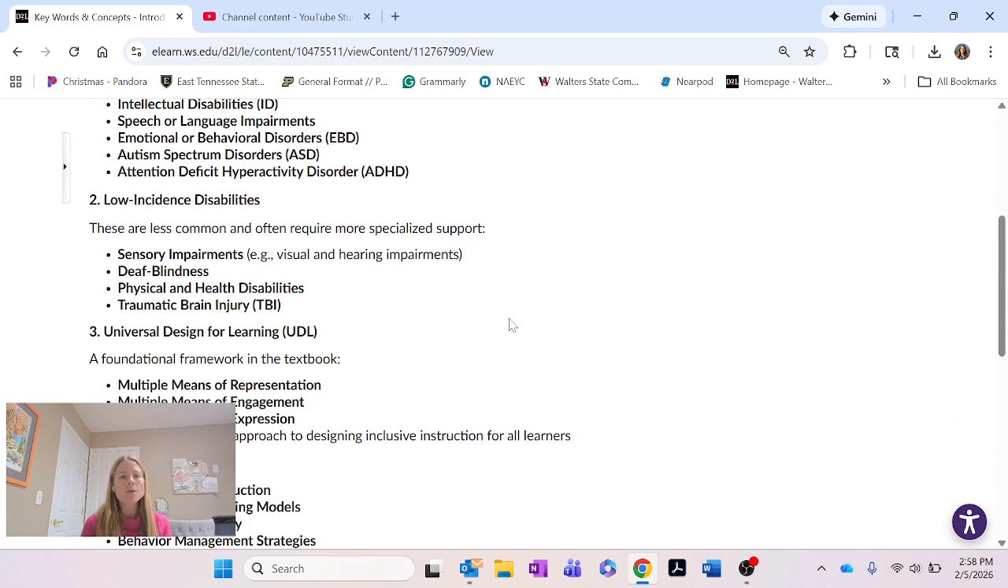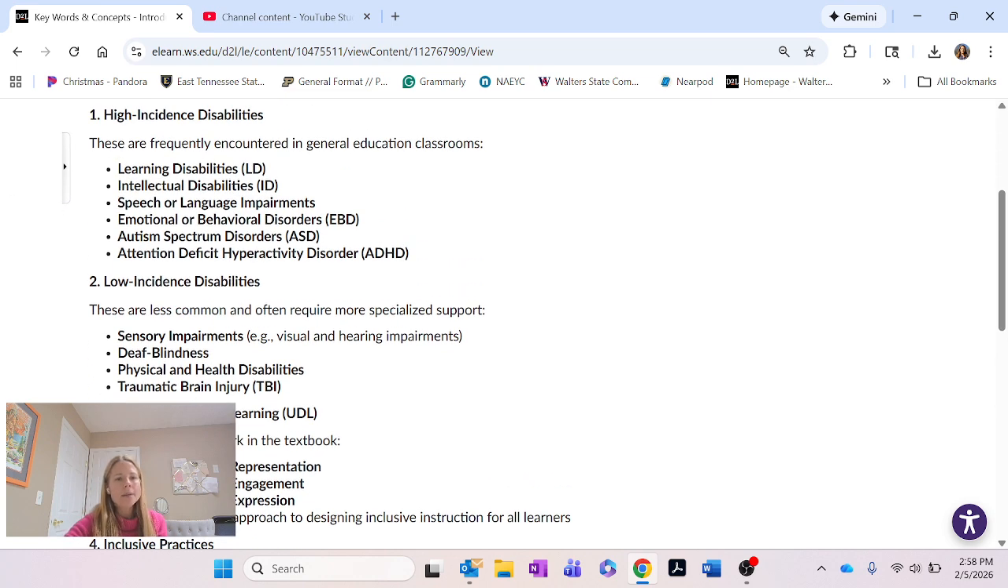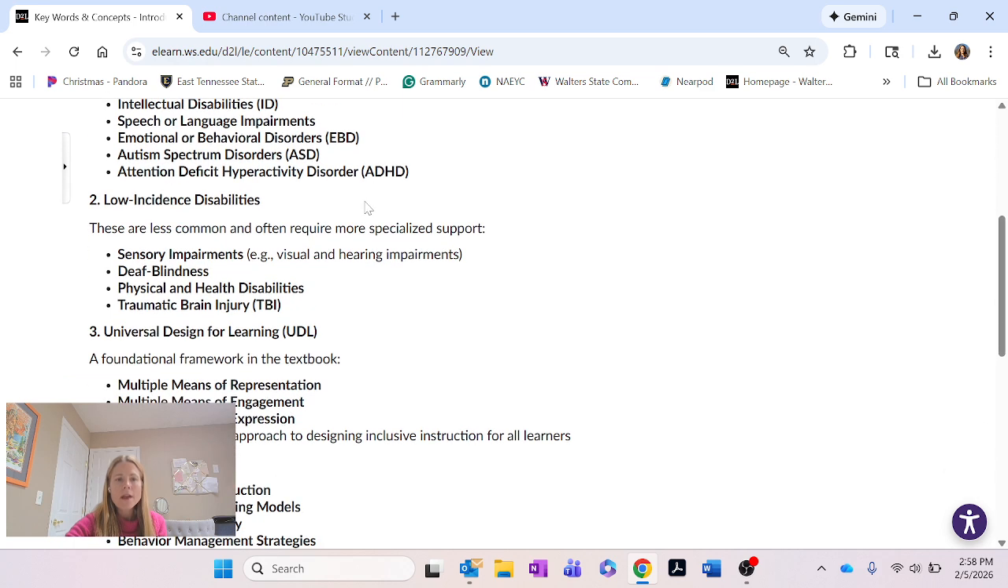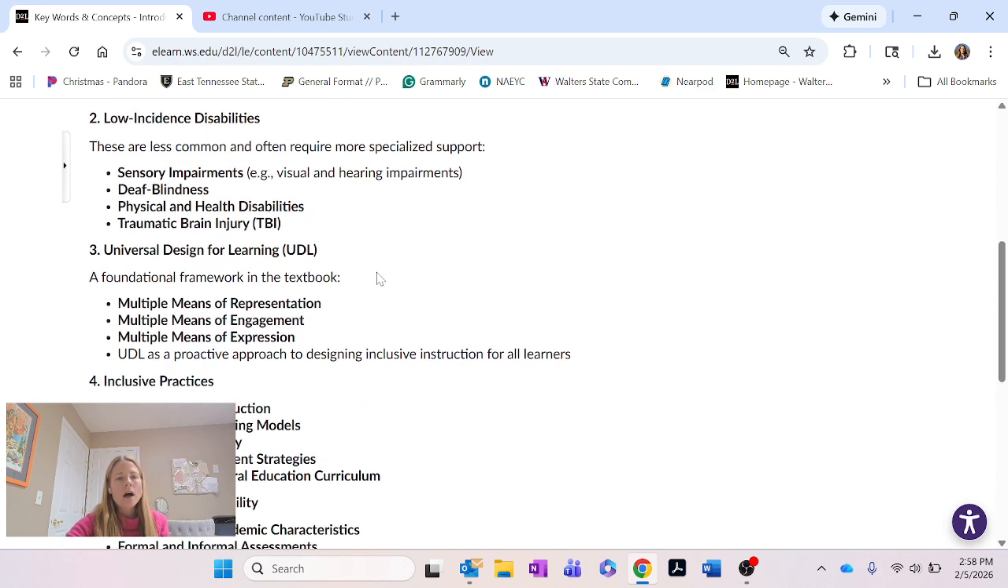And then we move into low incidence. Now, these are less common. Okay, so think about it like this. High means there's a higher number of these types of disabilities. They're more common because they're higher, frequently encountered. And then low means they're less common. Okay, low, less. Lower number, if you will, so less common.